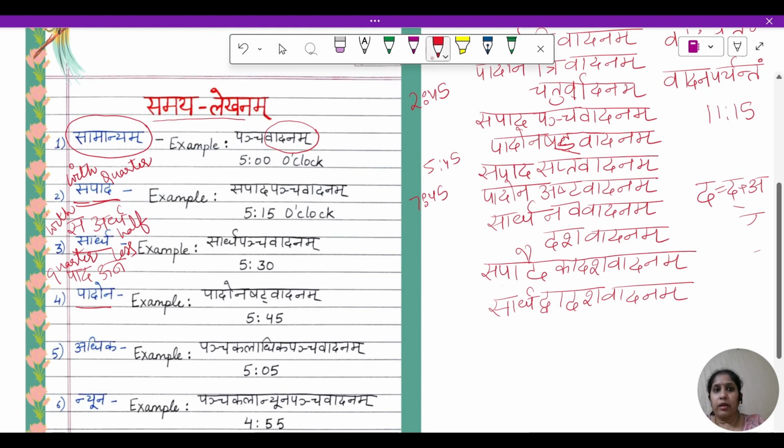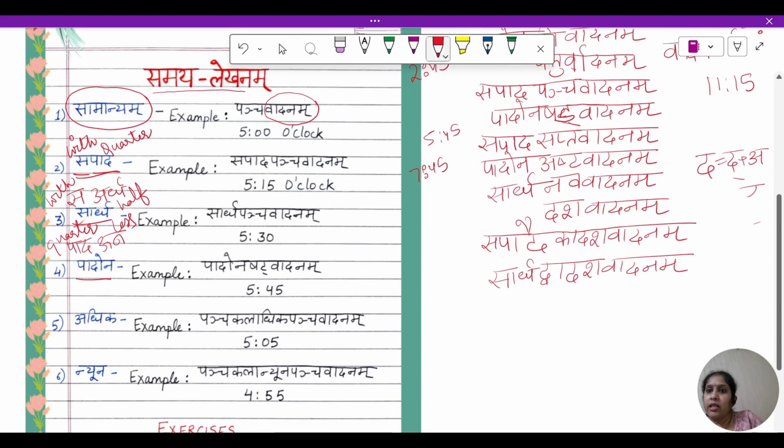Okay, so now next, these four are the most important. When we say Samanya, it means you are telling the full o'clock. Sapad means you are telling with quarter. Sardh means you are telling half past. Padon means you are telling quarter to. Correct.